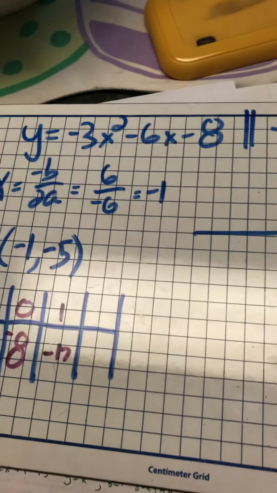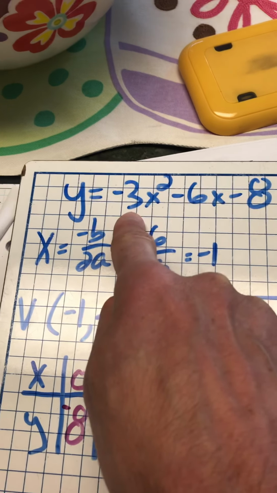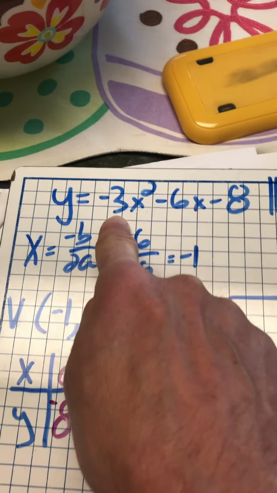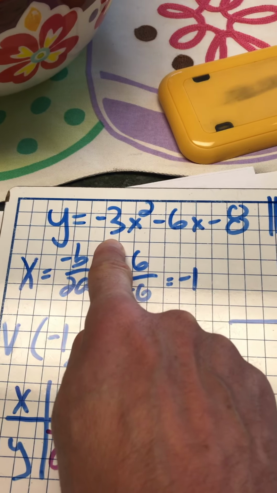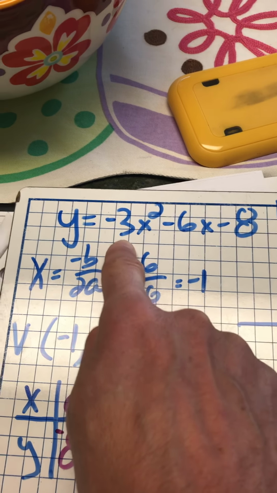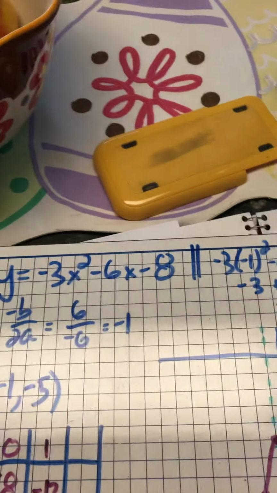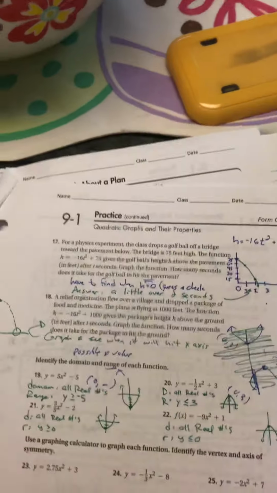The other thing that we mentioned too is when we want to see how wide something is, we look at the a value. The closer it is to 0, or the smaller the absolute value of that number is, the wider it gets. The further it is from 0, so the bigger this number is on the positive side, or further away from 0 on the negative side, the narrower it gets. Okay, that was 9.1 and 9.2.